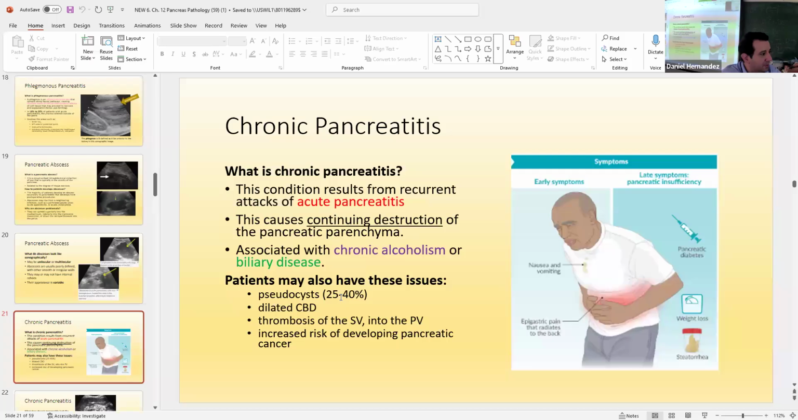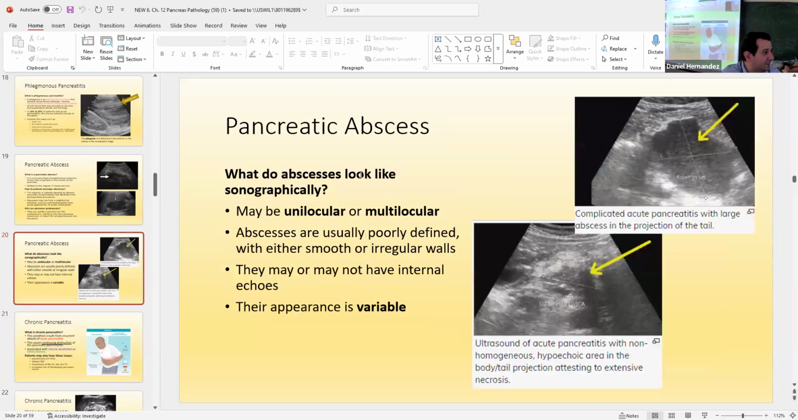Again, with acute pancreatitis, up to 40% potentially could have pseudocysts. So when do we see pseudocysts? We see them with chronic pancreatitis. We could see them with acute pancreatitis.